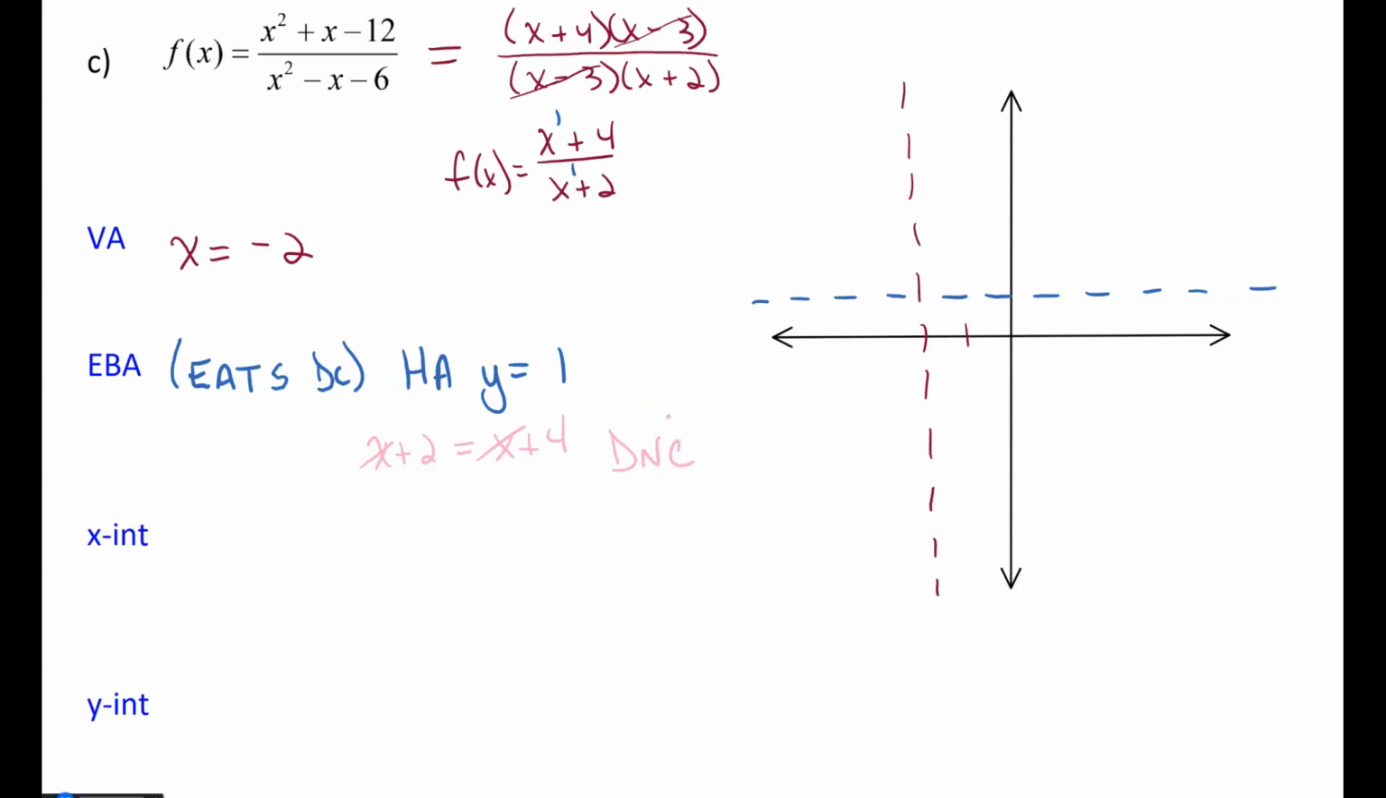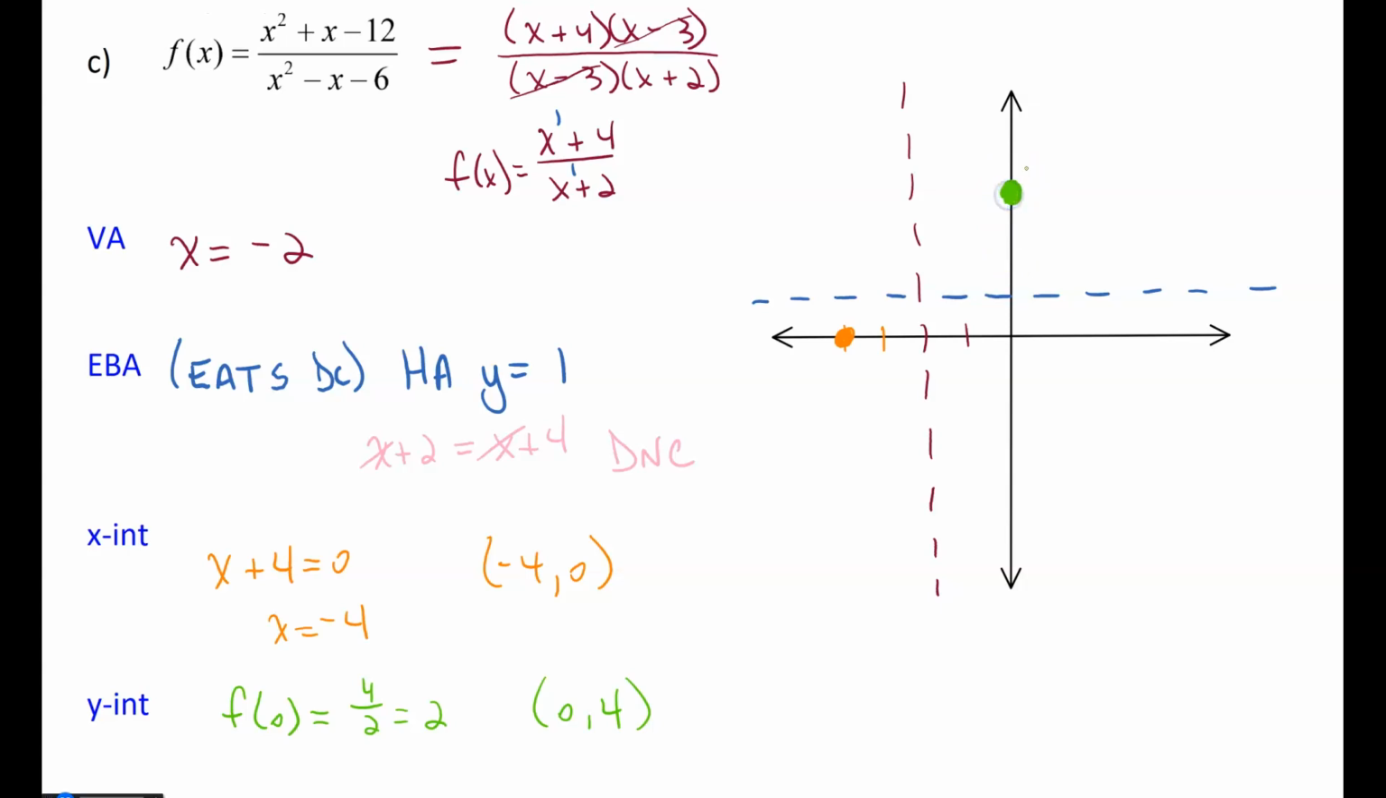Okay, x-intercepts. Again, the denominator will zero out, so we're only looking at the numerator. So x plus 4 equals 0, which means x equals -4. So we have an x-intercept of -4, 0. All right. Y-intercept. What happens when we do f of 0? F of 0 gives us 4 over 2, just 2, so we have the point 0, 2. So 0, 2 is about over here.